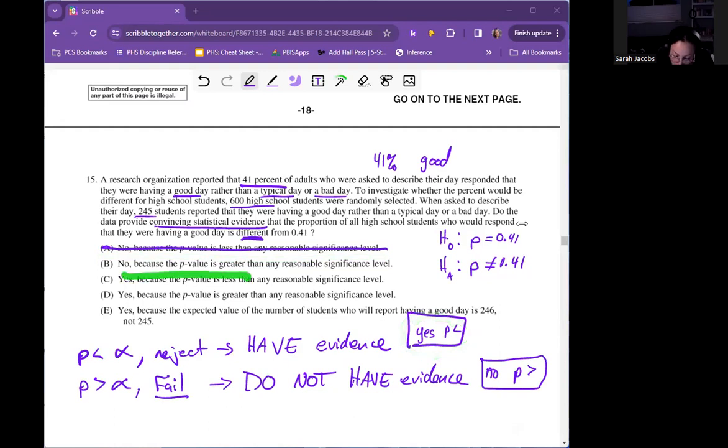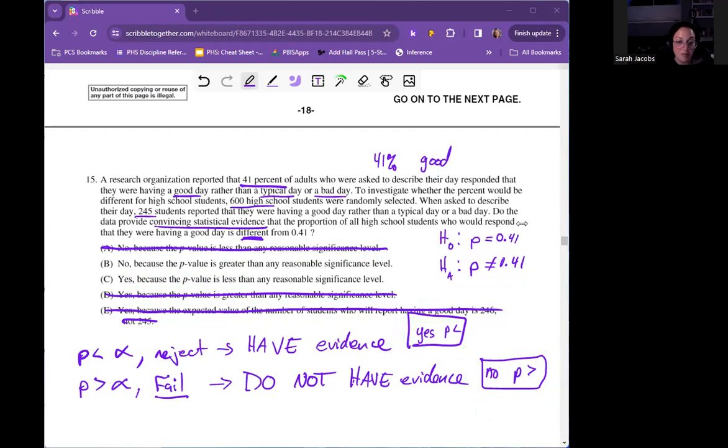B, no, because the p-value is greater than any reasonable significance level. That would be a logical reason to fail to reject. Yes, because the p-value is less than any reasonable significance level. Okay, that's logically consistent. Yes, the p-value is low. Here, yes, because the p-value is greater than any reasonable significance. No. Yes would go with less than in this case. No would go with greater than. And then yes, because the expected value of the number of students who will report having a good day is 246, not 245. We are beyond that. We are looking for a p-value. We're not looking for basic proportions anymore.